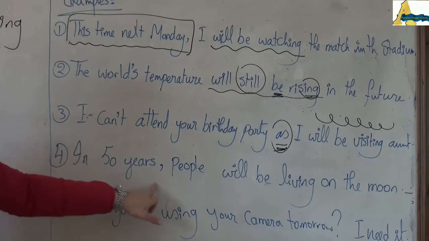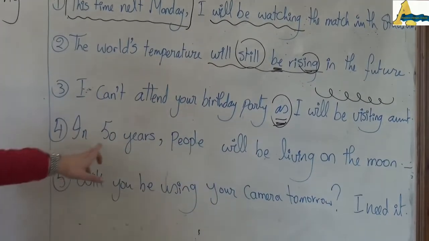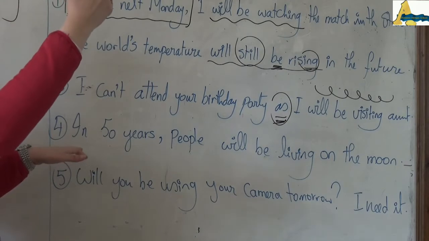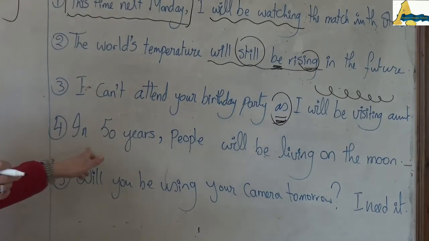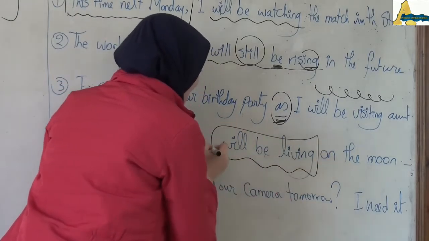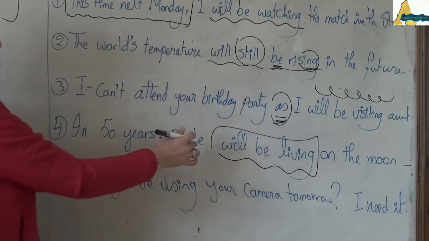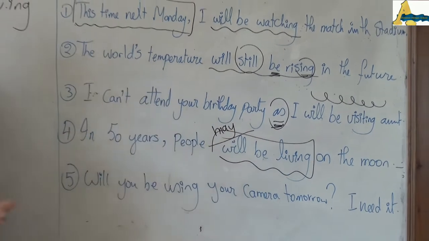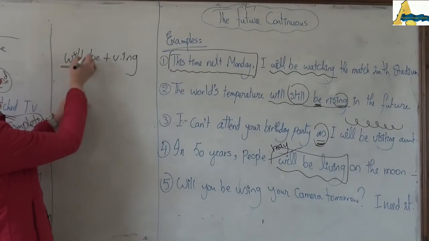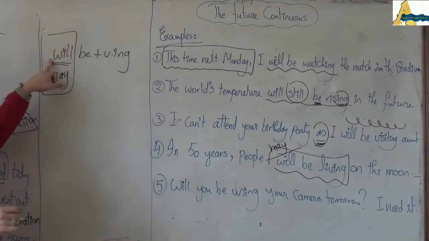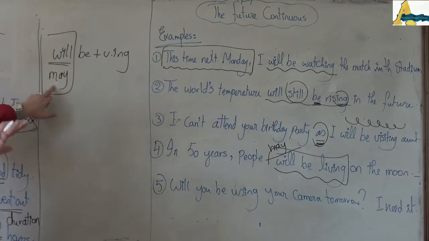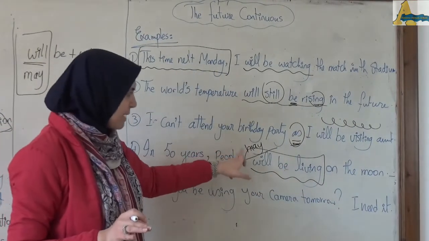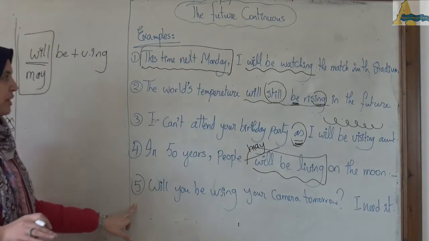Number 4, in 50 years, people will be living on the moon. This is called what? This is called a predicted action to happen in the future. So I say in 50 years, people will be living. This action will be ordinary in the future. If I'm sure about it, I will say will be living. If I'm not sure, I will say may. So not only will is used for the future continuous. I may use will and I may use may. Will if I'm sure about the action, may if I'm not sure, if it is possible to happen. So I can say in 50 years, people will be living on the moon or people may be living on the moon.